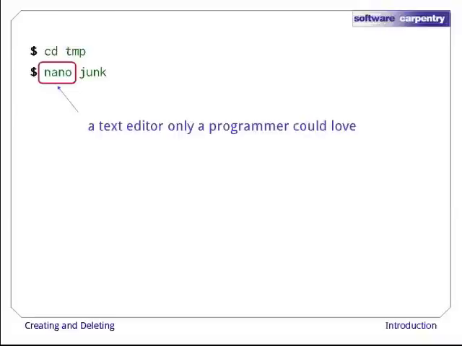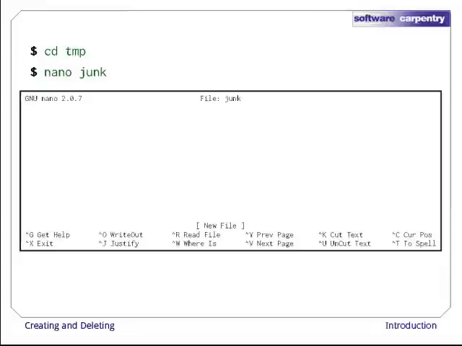Nano is a very simple text editor that only a programmer could really love. And we really do mean text. It can only work with plain character data, not tables, images, or any other human-friendly media. This is what Nano looks like when it runs. The cursor is the blinking square in the upper left. It shows us where what we type will be inserted.